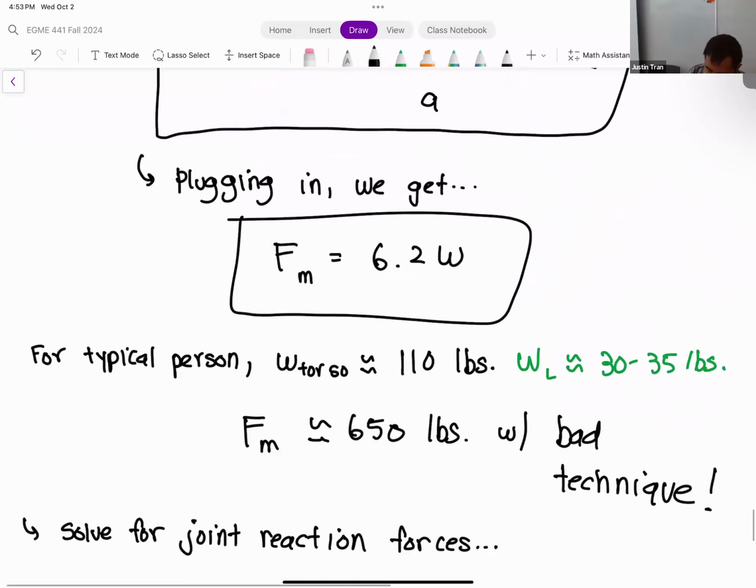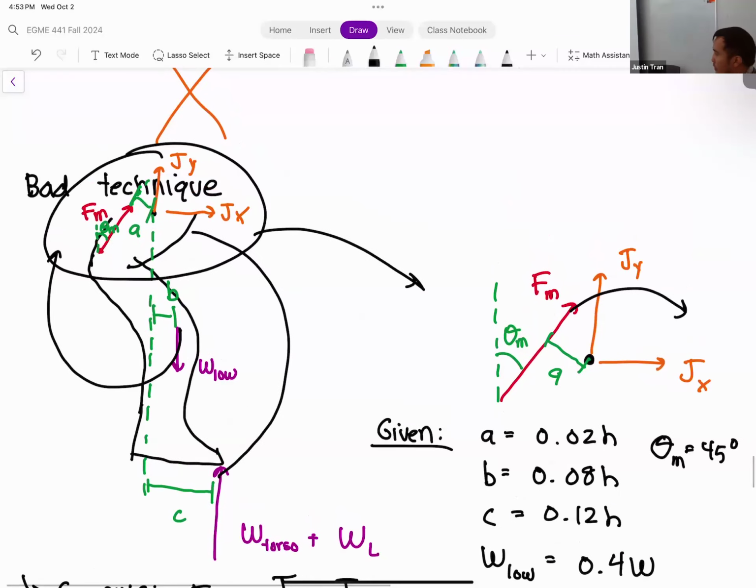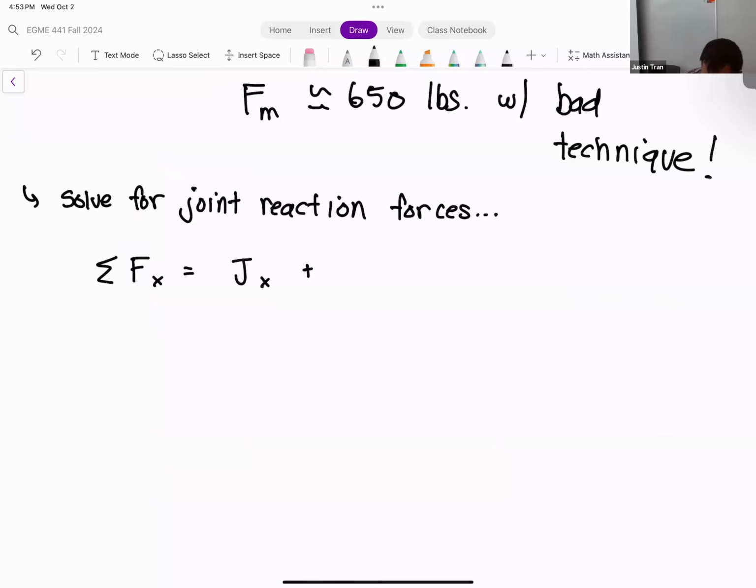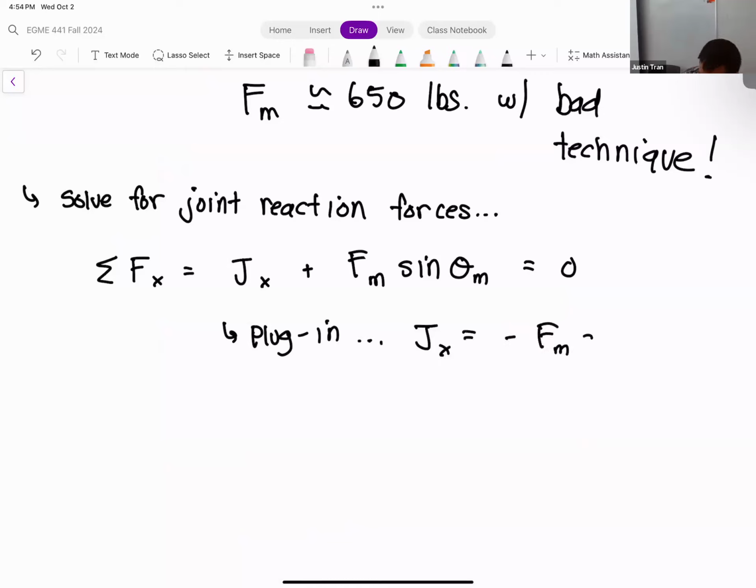Okay. Now you have to be careful a little bit here, because if you look at the angle that's given to us by the force vector, that angle theta m is given with respect to the vertical, right? It's not with respect to the horizontal. And so in order to get the horizontal component of Fm, we're going to take Fm sine of theta m, and set that equal to 0. Okay. And so we have a relatively simple equation. So we have basically Jx is equal to minus Fm sine theta m.